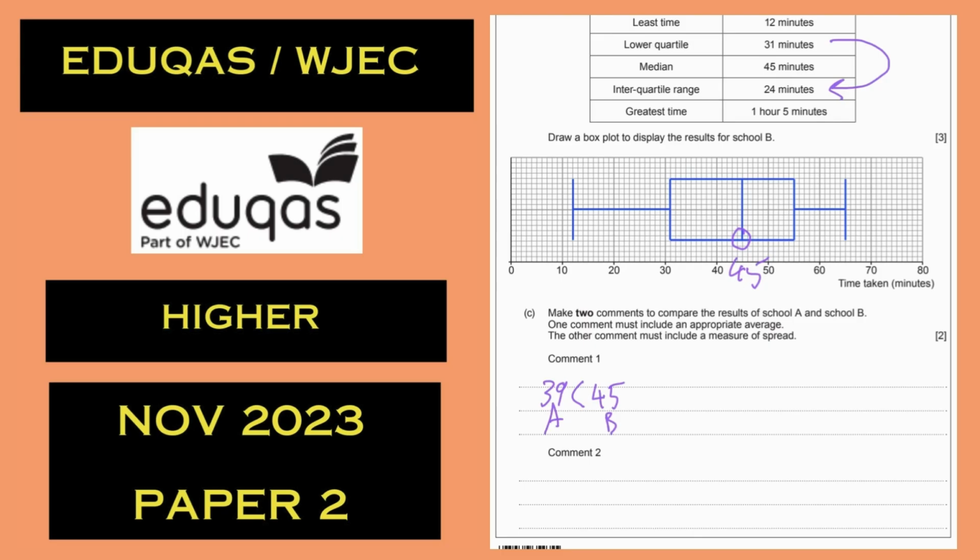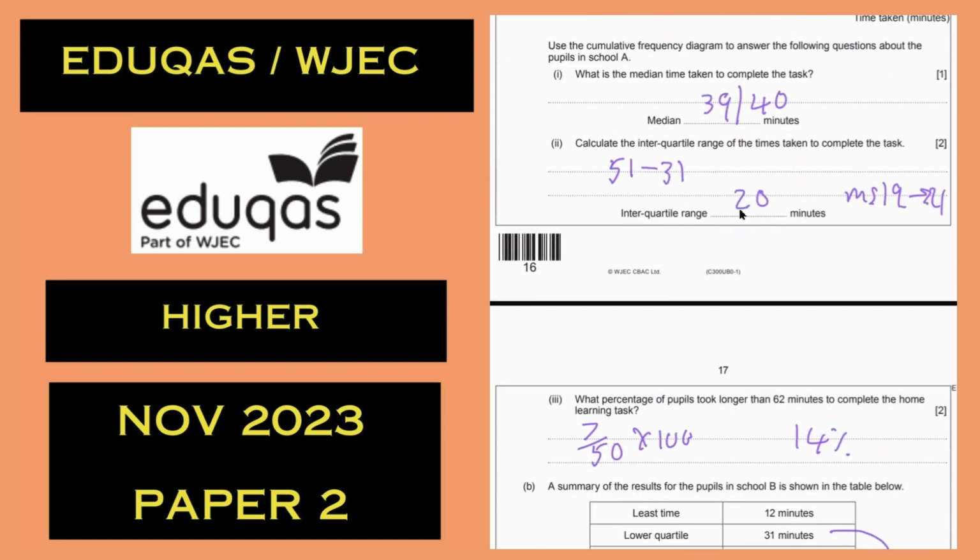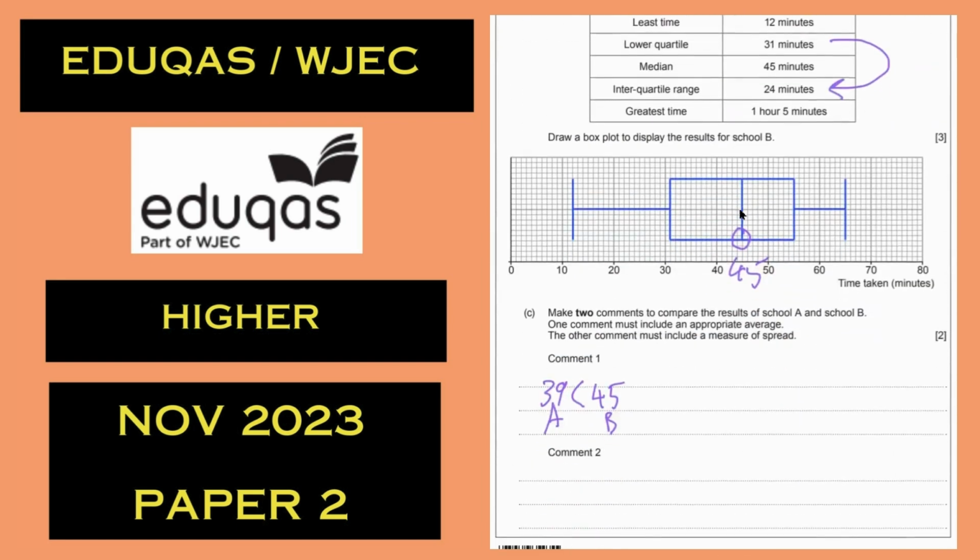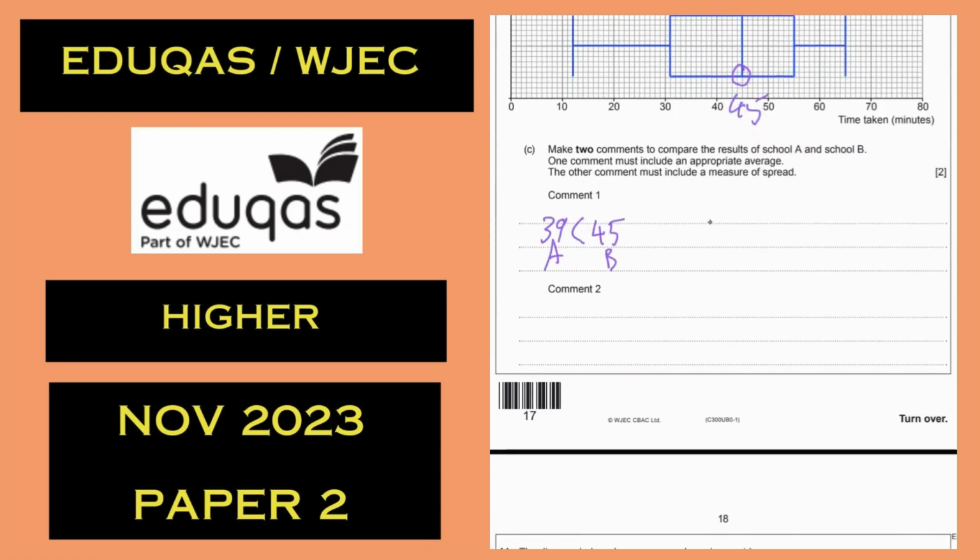Comment 2. Do a similar thing with the IQR. If you compare the interquartile range, which is 20 for school A, the interquartile is 24 for school B. When your interquartile range is lower, that means you are more consistent, or you had less variety. Or flip it on its head, school B was less consistent and had more variety.